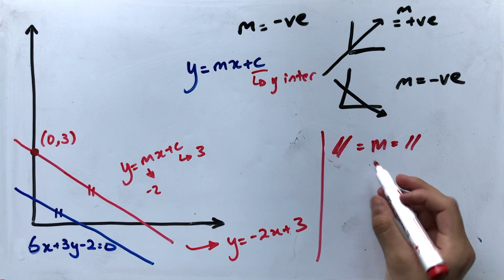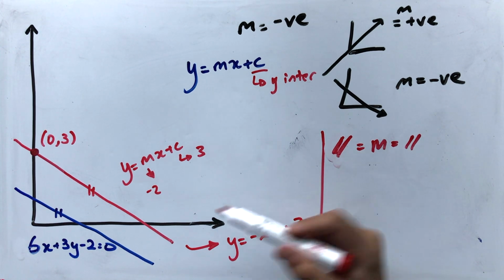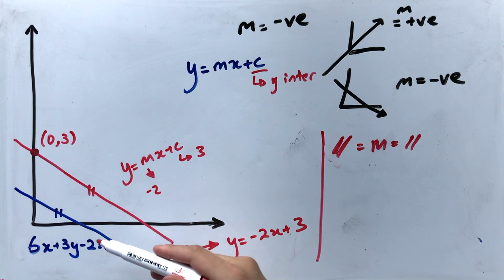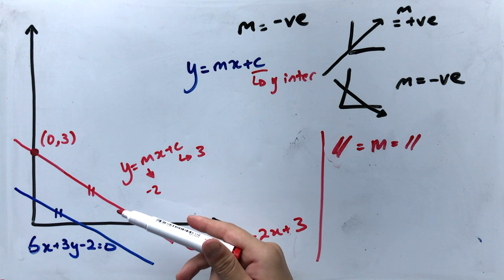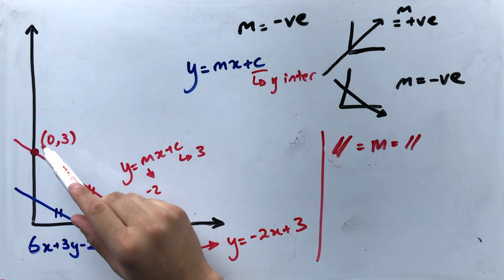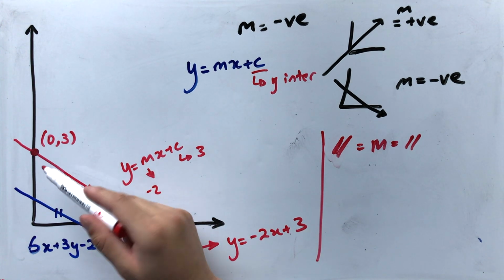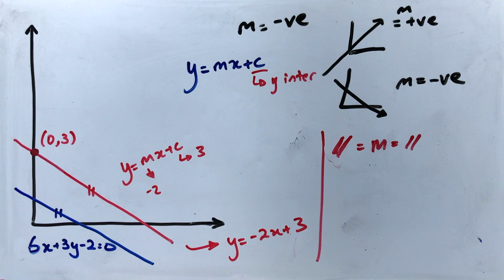We also know that if you have the gradient of one parallel line, you also have the gradient of the other parallel line. And then if you have even a single point on this line, you can find the equation of that line. And that is about it for parallel lines.